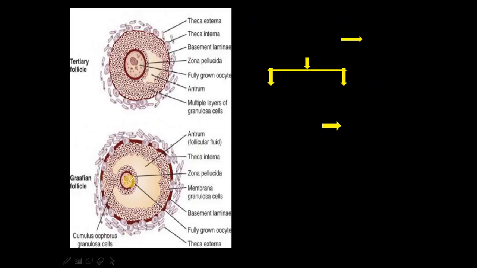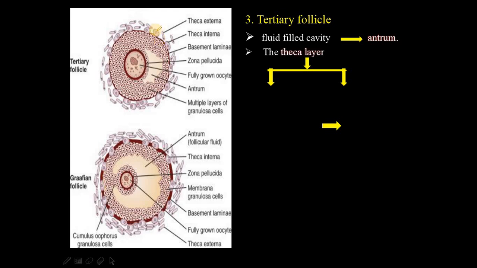The secondary follicle will now develop into a tertiary follicle. The tertiary follicle, if you can see here, it has a fluid-filled cavity that is called as antrum, which is developed in between the granulosa cells. And you can see more layers of granulosa cells over here. One more important feature here is the theca layer. It is differentiated into inner theca interna and outer theca externa. So the theca layer here is differentiated.